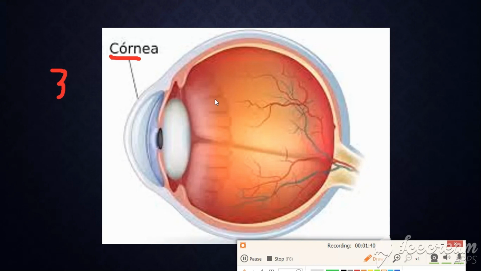Now talking about the third and innermost layer, otherwise known as the sensory or the neuronal layer, this inner part is the retina. Retina has an outer pigmented layer and an inner neuronal layer in which the rods and cones are present, which are responsible for the perception of light as well as color.